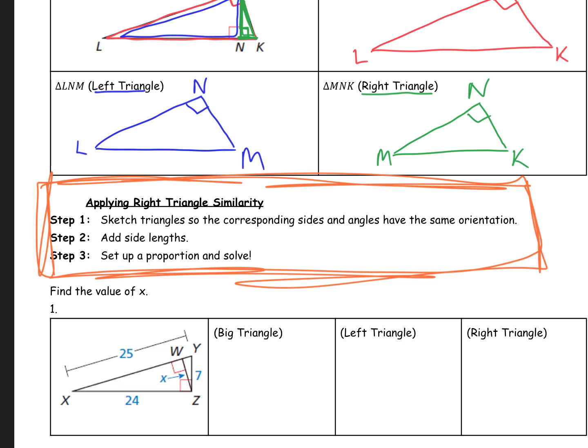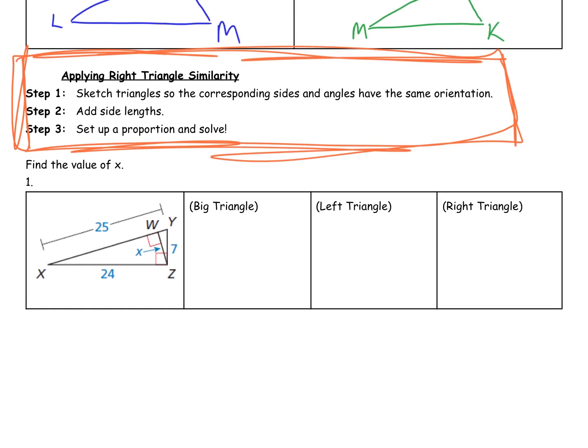Notice step one, sketch triangles so that the corresponding sides and angles have the same orientation. That's what we just did. Sketching the triangles so that they look the same. That's step one. That's what we did yesterday, that's what we just did and are doing now. Steps two and three we're adding, but you're gonna find that step two is just a small thing. Maybe for some of you it might be a big thing. We'll try to get there. But step three, set up a proportion and solve. We did that a lot in chapter 8, so we're doing it again. Let me show you how this is done.